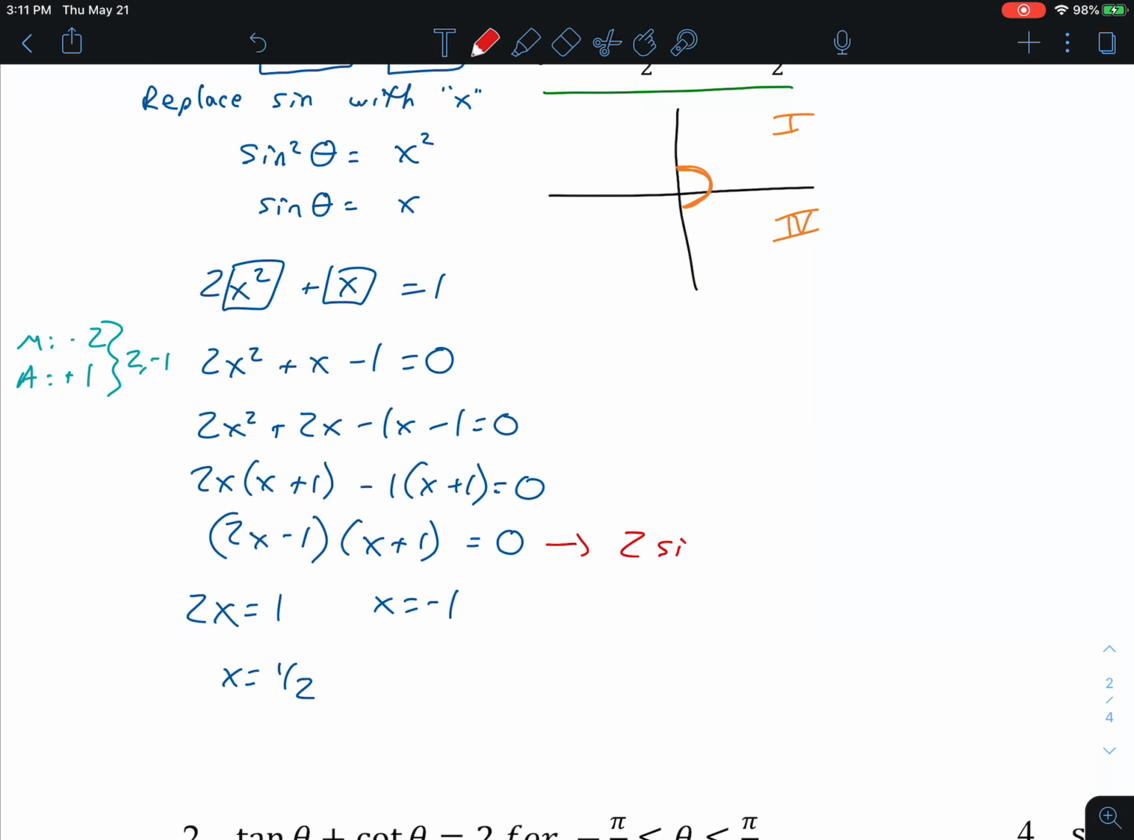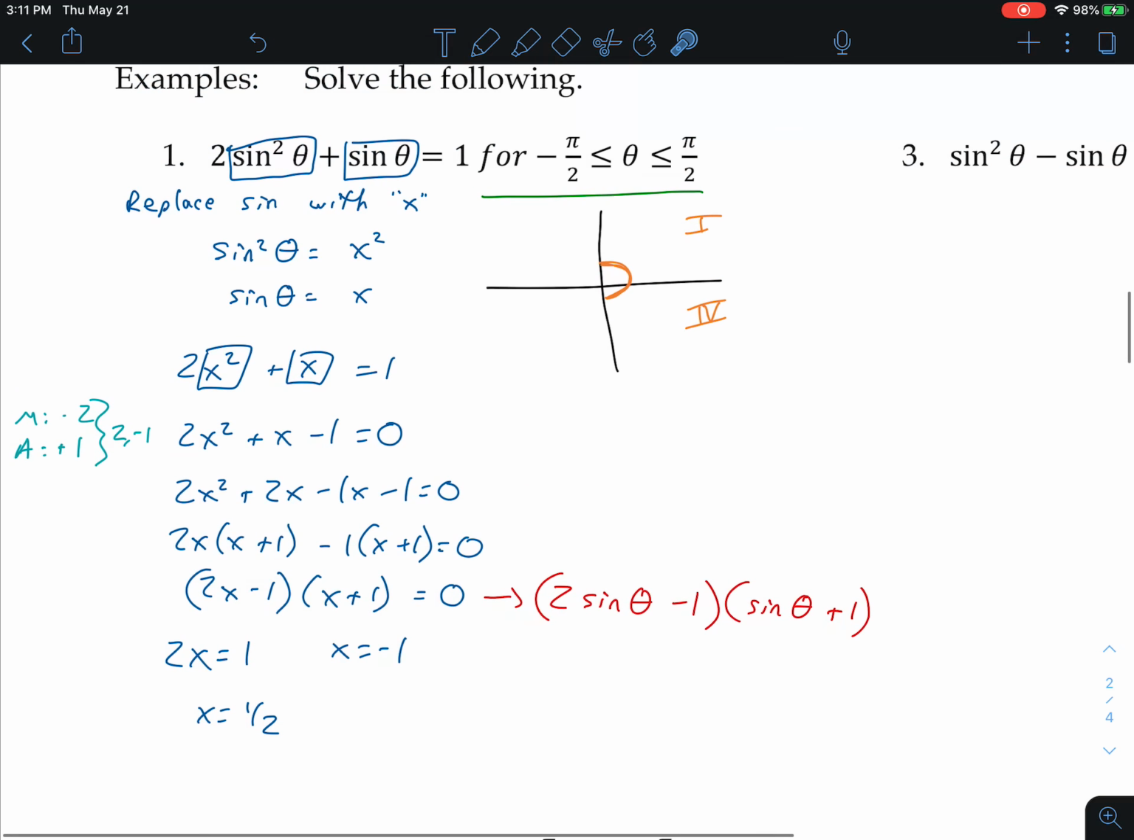Same idea, right? You can replace it to sine theta minus 1 and sine theta plus 1. All I did was replace sine squared with x squared and sine of theta with x. Got down to the bottom, got to here. I can either get my answers and then replace it, or replace it and then get my answers later. You're going to get the same thing, you'll see.